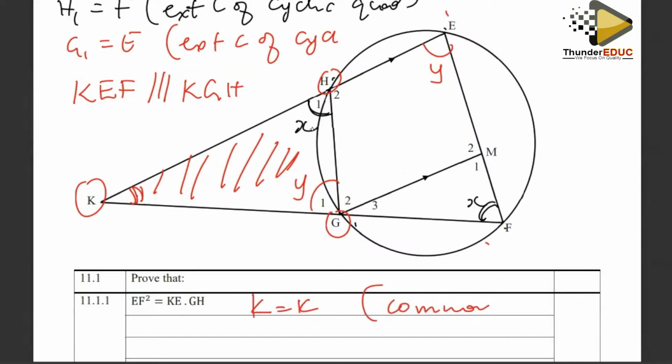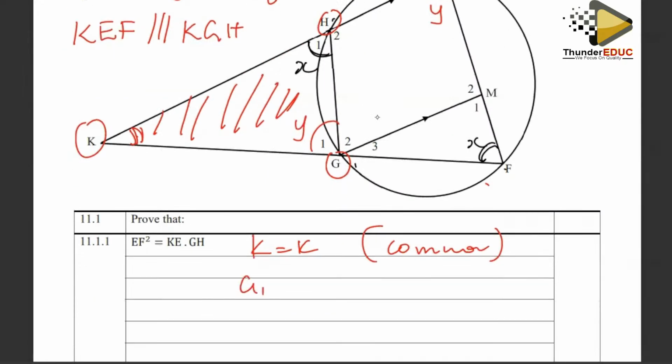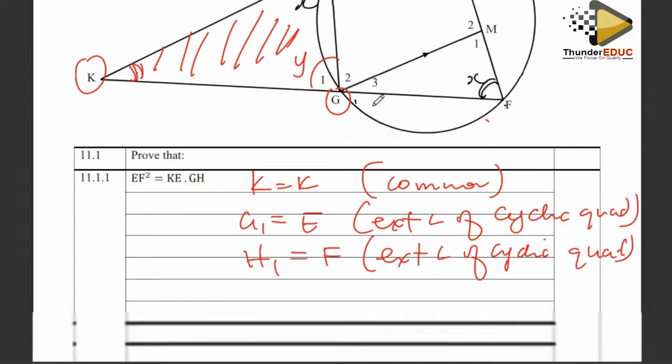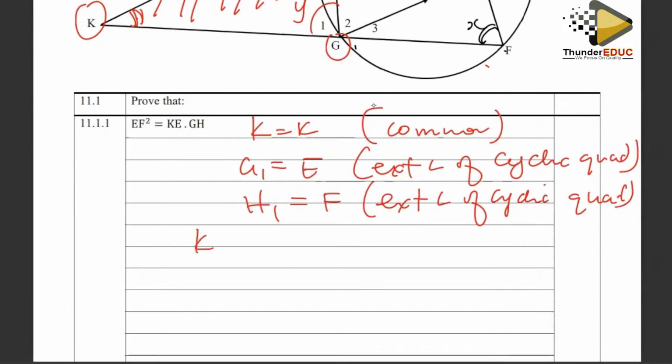Reason, it's common to both triangles. And then we're saying that G1 is the same as E. We saw that, the exterior angle of a cyclic quad. And then lastly, we're saying that H1 is the same as F, same story, exterior angle of a cyclic quad. Okay, so we're saying that KGH is similar to KEF.